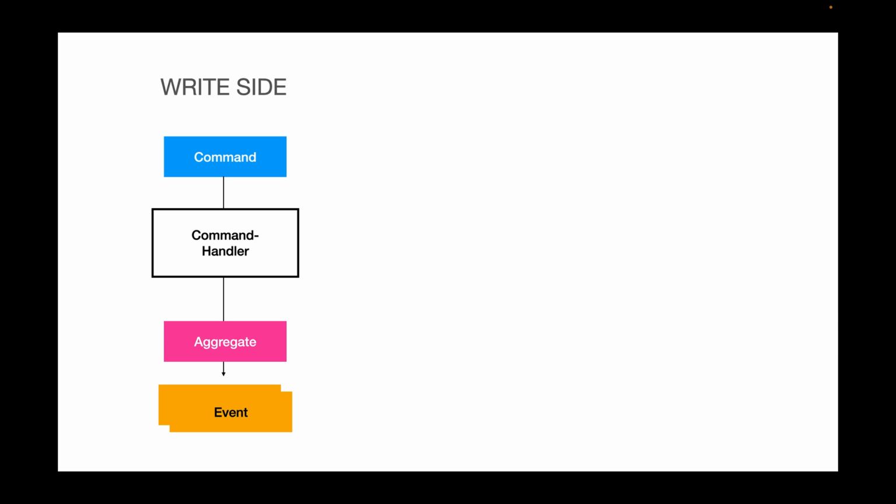In many systems, between the command handler and the persisted events is still the aggregate, which takes care of the validation and ensures that events can truly be persisted. Here are the business rules that apply. Now, this is the right side of our system.